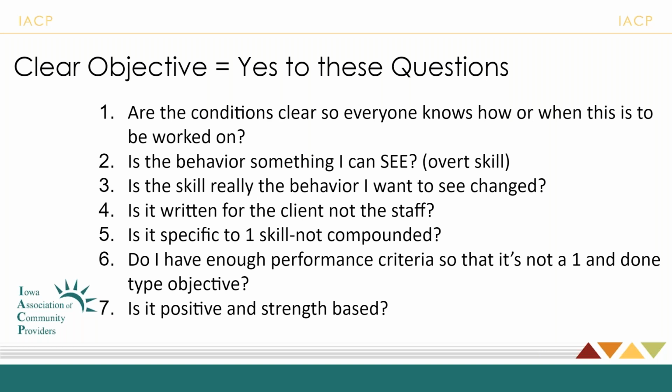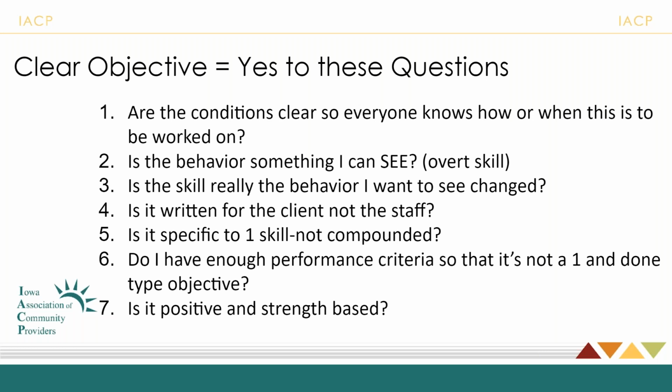And do I have enough performance criteria so that it's not a one and done type objective? So do I have an objective that says Lisa will make a monthly budget, and the first month of that objective I'm making a monthly budget, therefore I'm done? Or is there enough criteria that says Lisa will make a monthly budget each month and follow her budget 4 out of the next 6 months? So you need some time there.